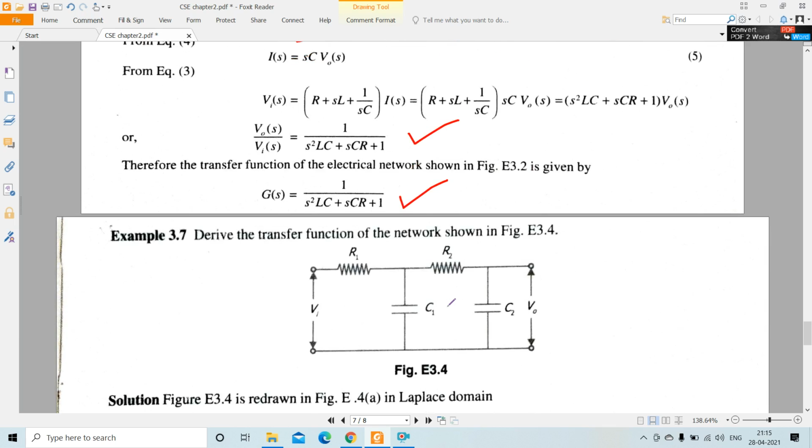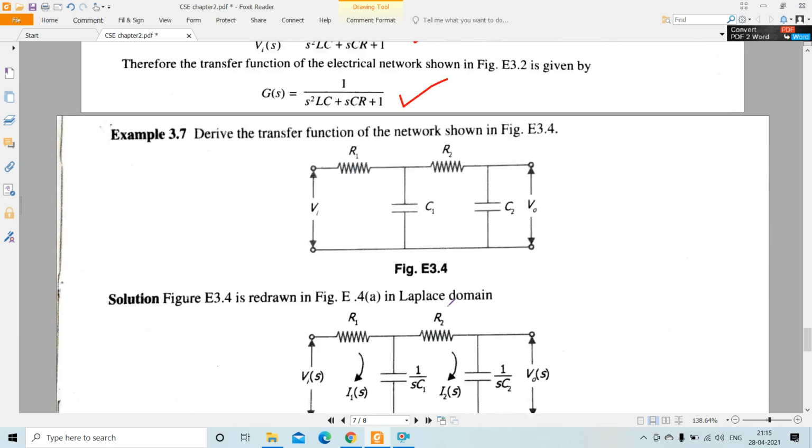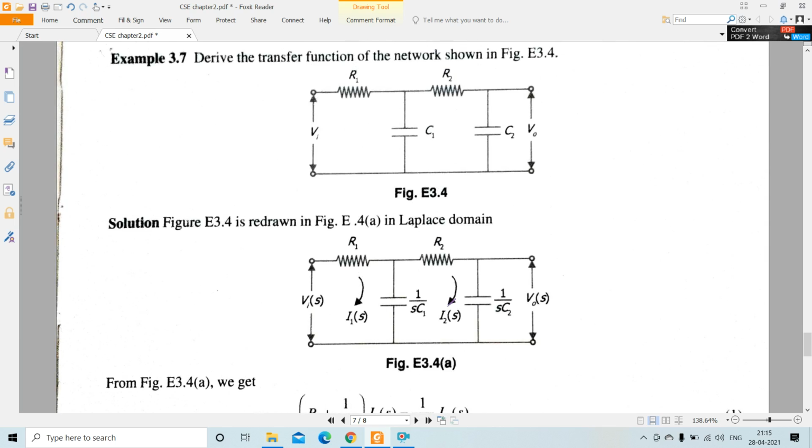Then the next example is solved here. See, derive the transfer function of the network. This is the network. Here our input is Vi(s), output is V0(s), with R1, R2, then C1, C2. Here the current is i1(t), its Laplace is I1(s). Here the current is i2(t), its Laplace is I2(s).